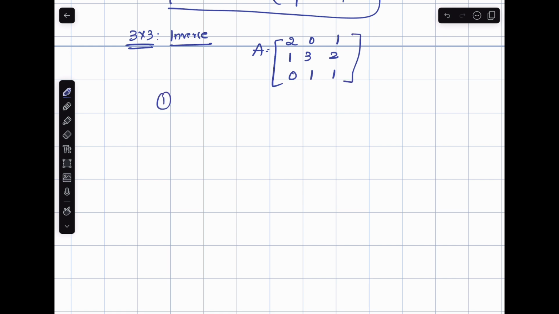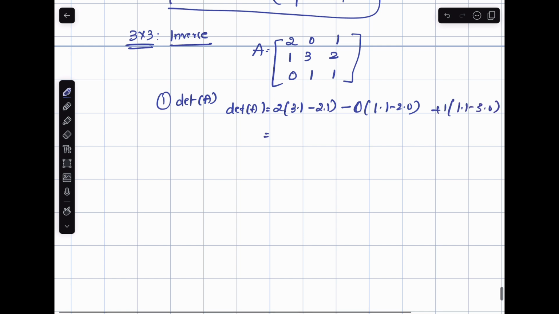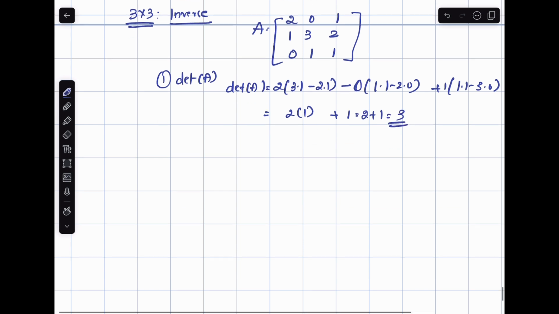Now the first step is finding the determinant of A. So what is the determinant of A? It is 2 into (3 into 1 minus 2 into 1) minus 0 into (1 into 1 minus 2 into 0) plus 1 into (1 into 1 minus 3 into 0). So I will get the answer as 2 into 1 plus 1. So I'll get the answer as 2 plus 1 is equal to 3. Now I got the determinant as 3.